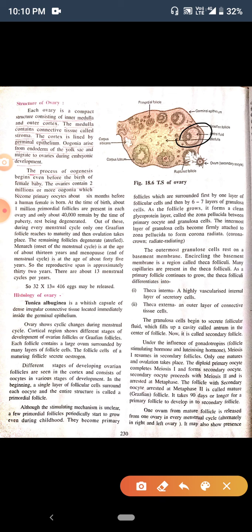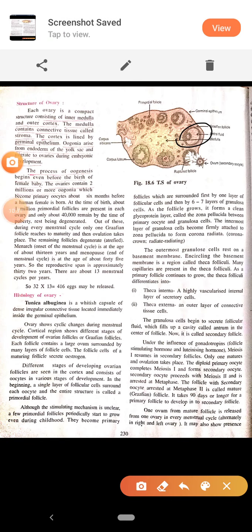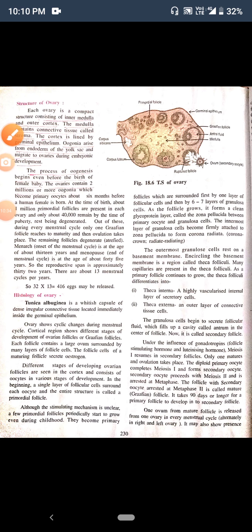Now the next will be, see, the diploid primary oocyte completes meiosis 1 and forms secondary oocyte. See the diploid primary oocyte, this primary oocyte, under the influence of gonadotropin meiosis 1 resumes in the secondary follicle, only one matures and ovulation takes place. This stage here, if you see this particular stage, is called ovulation, right. Now ovulation means what? Release of ovum.